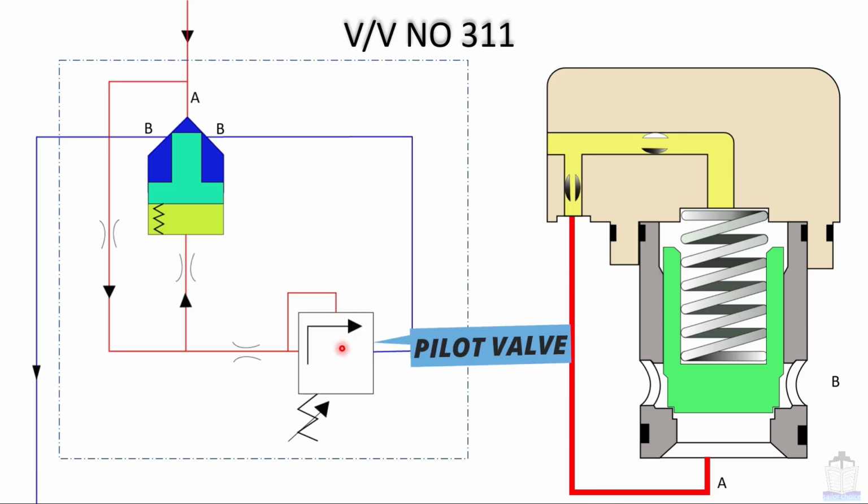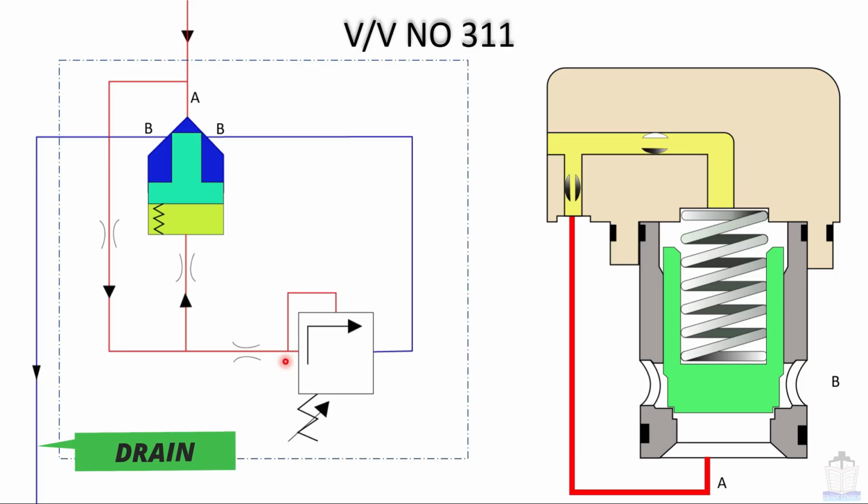This is a pilot valve which is responsible for operating this main valve. This blue line is connected to port B and this port B is connected to the drain. When hydraulic pressure increases to 315 bar, the pilot valve ports open and this pressurized line becomes depressurized, and thereby the holding pressure which was acting at the back of this poppet valve also disappears and hence the main valve opens. That makes port A and port B short circuited and finally the whole pressurized oil leads to drain.